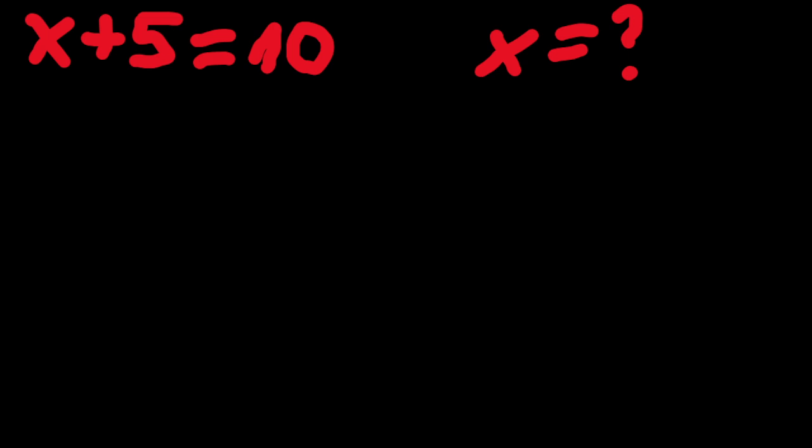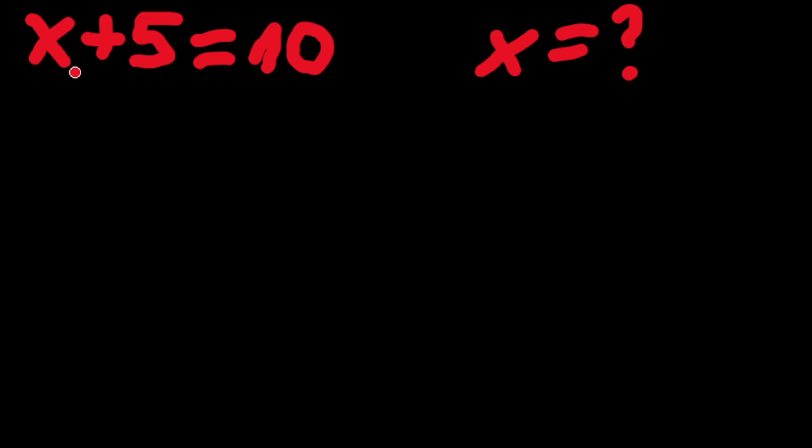Here is an easy example. We have x plus 5 equals 10. So we have to find out the variable x, which is a number, but we don't know right now what number it is. So we're going to find out.